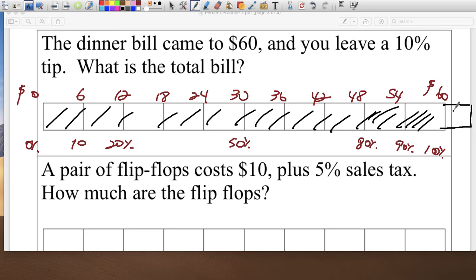But I'm not paying 110%. I'm paying 105. So I actually need to cut this in half, because then 105 is between 100 and 110. And what's between 10 and 11? 10.50. So with tax, these flip-flops will cost $10.50.